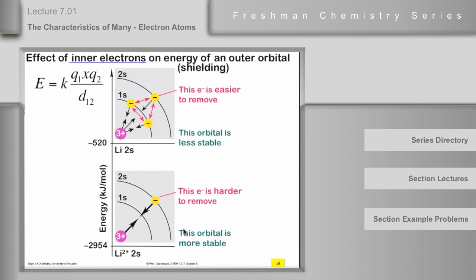Are we doing okay? Everybody see what's going on here? This is the third effect, the inner electron. There's only one more. Questions here?